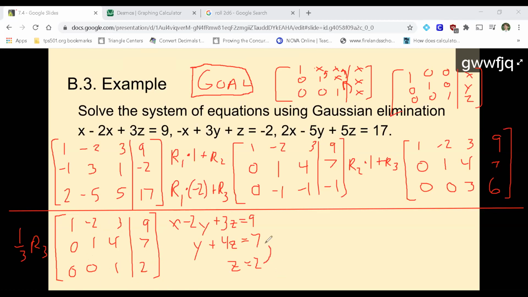If I plug that back into this, what I'll get is that y plus 4 times 2 is equal to 7, which means y plus 8 equals 7. Which means y is negative 1.